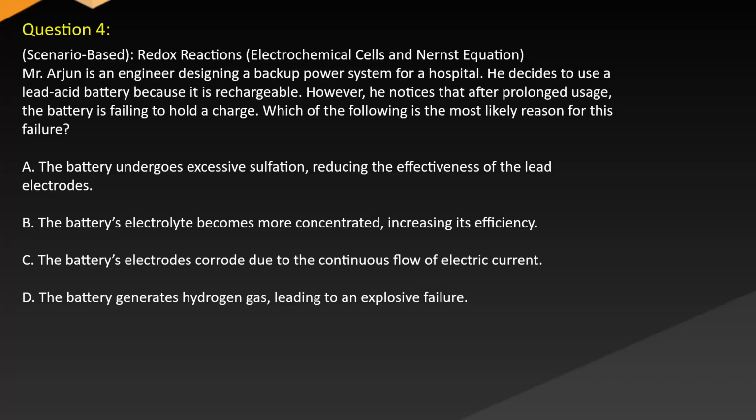A. The battery undergoes excessive sulfation, reducing the effectiveness of the lead electrodes. B. The battery's electrolyte becomes more concentrated, increasing its efficiency. C. The battery's electrodes corrode due to the continuous flow of electric current. D. The battery generates hydrogen gas, leading to an explosive failure.